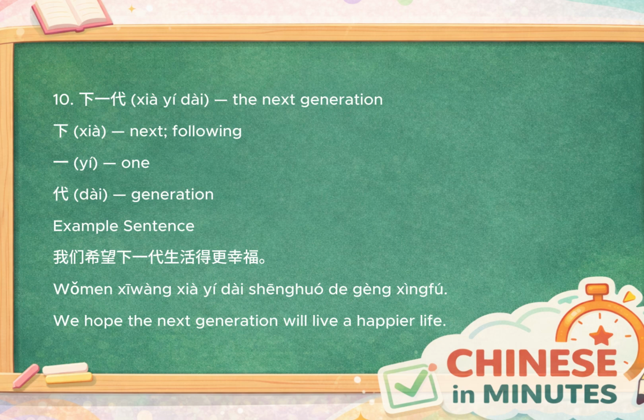Here's a natural example. 我们希望下一代生活得更幸福。We hope the next generation will live a happier life.